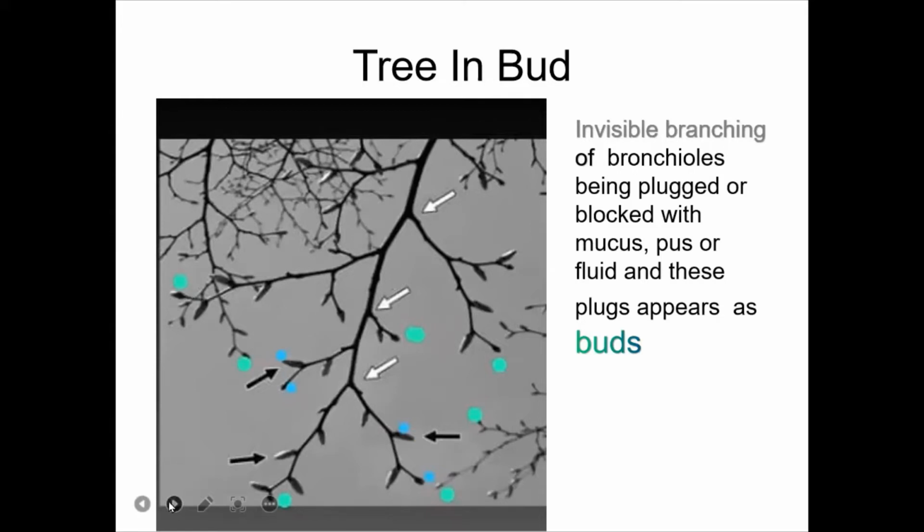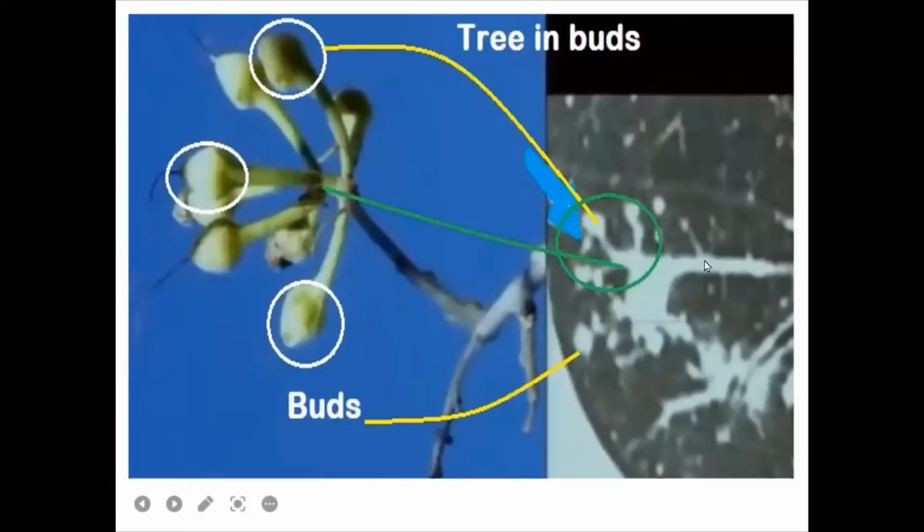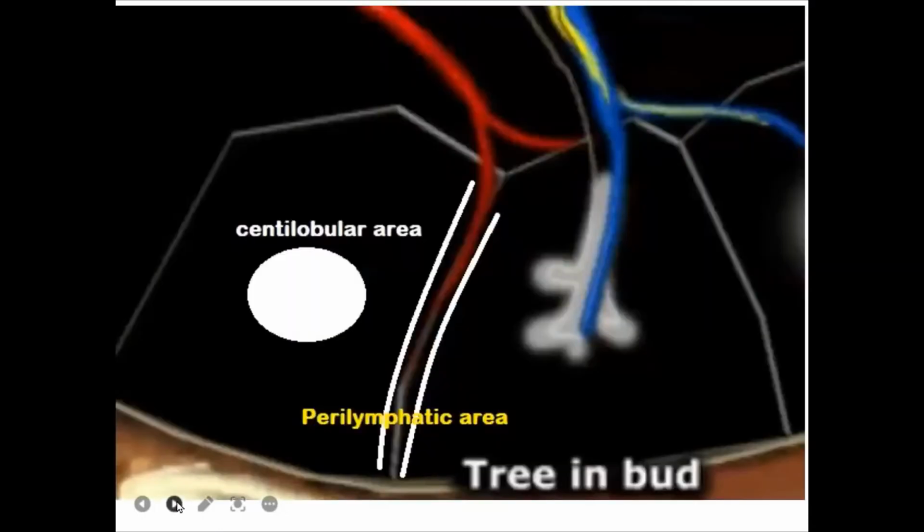So now let us check how it looks in an HRCT. Here you can see these are the buds, and in HRCT you can see this appearance. This is seen in TB, tuberculosis, and some other infective conditions. Now next, you can see this secondary lobule again. The central region we call the centrilobular area, and this is the perilymphatic area. Here you can see the tree in bud appearance. You can see these terminal bronchioles getting like this.